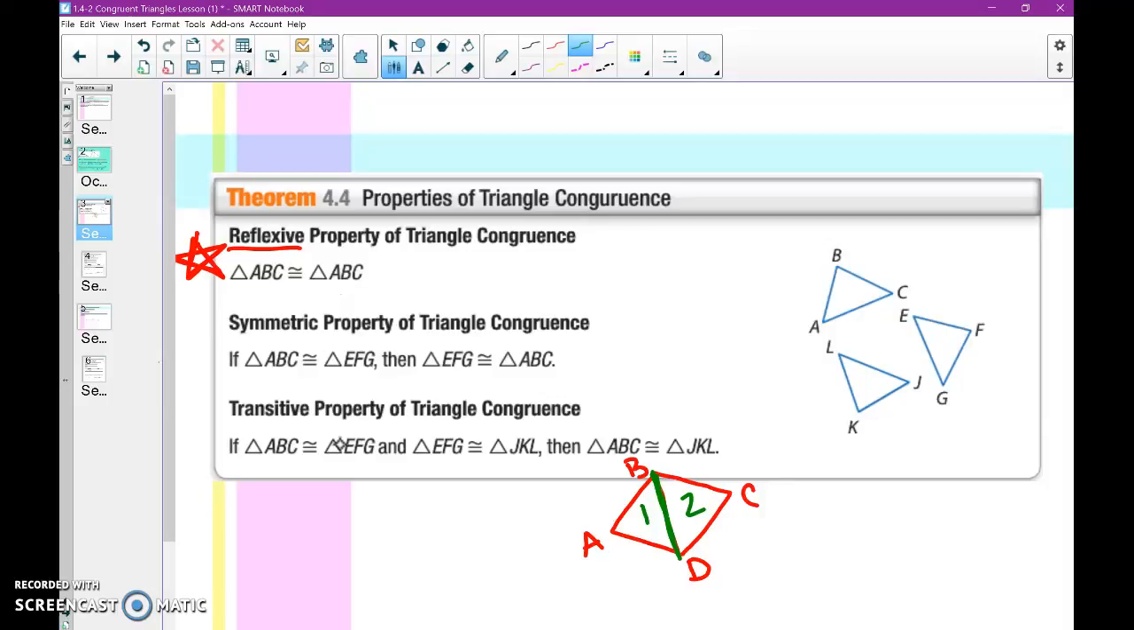Symmetric property and transitive property, we're not really going to use those very much, so just kind of be aware of what they mean, but you don't have to know them as much as reflexive. Symmetric, kind of think of the fact that x equals 3 is the same thing as 3 equals x. If it's got an equal sign, you can just flip what's on either side. Transitive property, go ahead and read through that yourself. If you understand what it means, awesome. If you don't, we're probably not going to use it, so it's not a big deal.